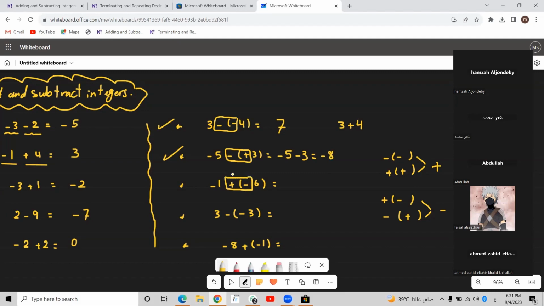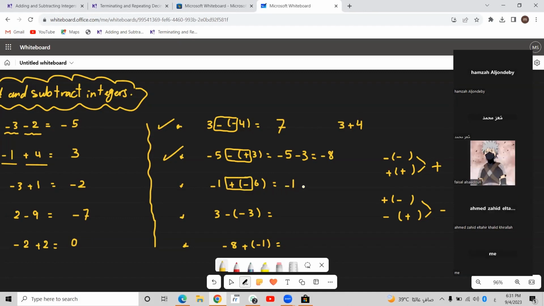Go on to the second one too. It's the same idea. -1 plus -6. So negative plus positive, they equal negative. So -1 minus 6. So what would be the answer? It equals -7. That's nice. Excellent.